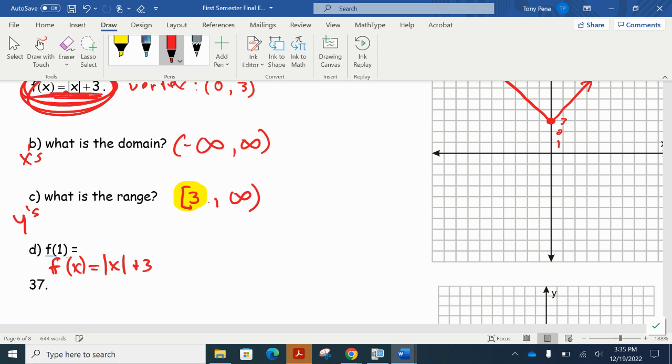And then just like you did in the first 4 problems of this review, if x becomes a 1, so I'm going to erase this x, let that be a 1. That means I go to the other side of the equation and I plug in a 1 for that as well. And then we just evaluate it. So the absolute value of 1 is a 1, plus that 3, we have a functional value of 4.